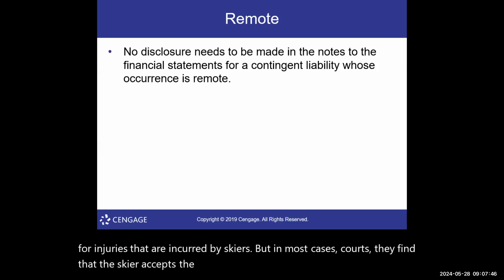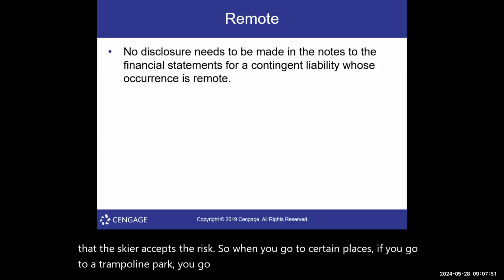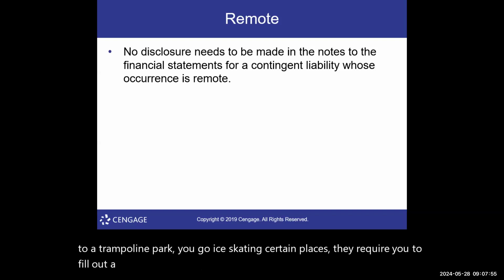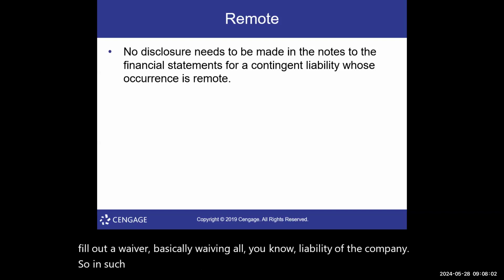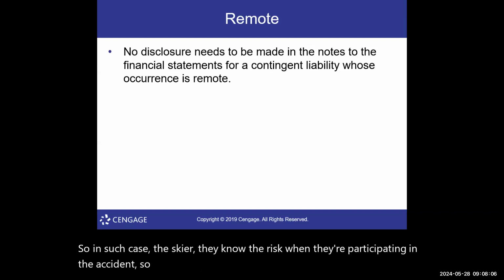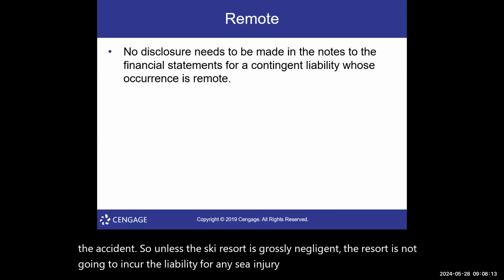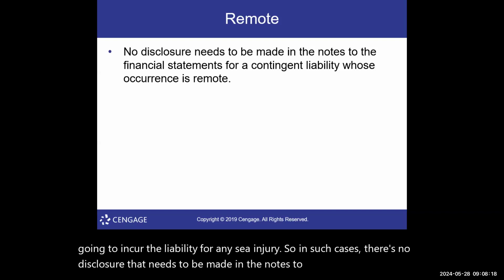So when you go to certain places, if you go to a trampoline park or go ice skating, in certain places they require you to fill out a waiver, basically waiving all liability of the company. In such a case, the skier knows the risk when participating. So unless the ski resort is grossly negligent, the resort is not going to incur liability for any ski injury. In such cases, there's no disclosure that needs to be made in the notes to the financial statements.